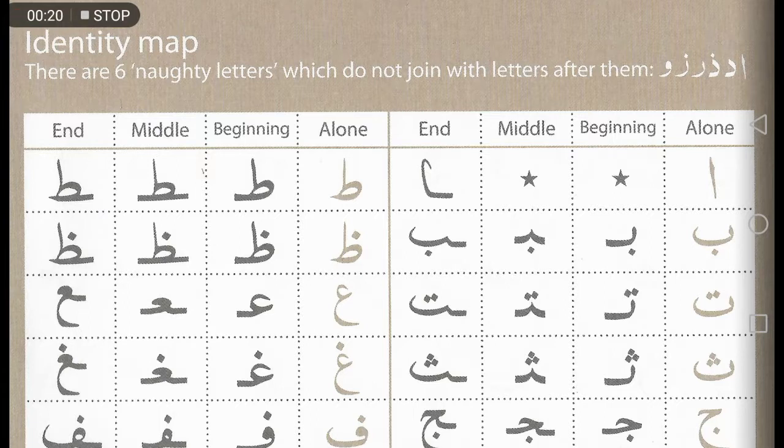Okay. Firstly, you need to understand that there are 6 naughty letters which do not join with letters after them. Okay, that will make sense as we go through the page, but if I just briefly explain, they will not have a physical join with the letter after them. They may join phonetically, but they will not have that physical join. They just don't like anything touching them after them, but they're okay for a letter to be before them physically, connected to them.